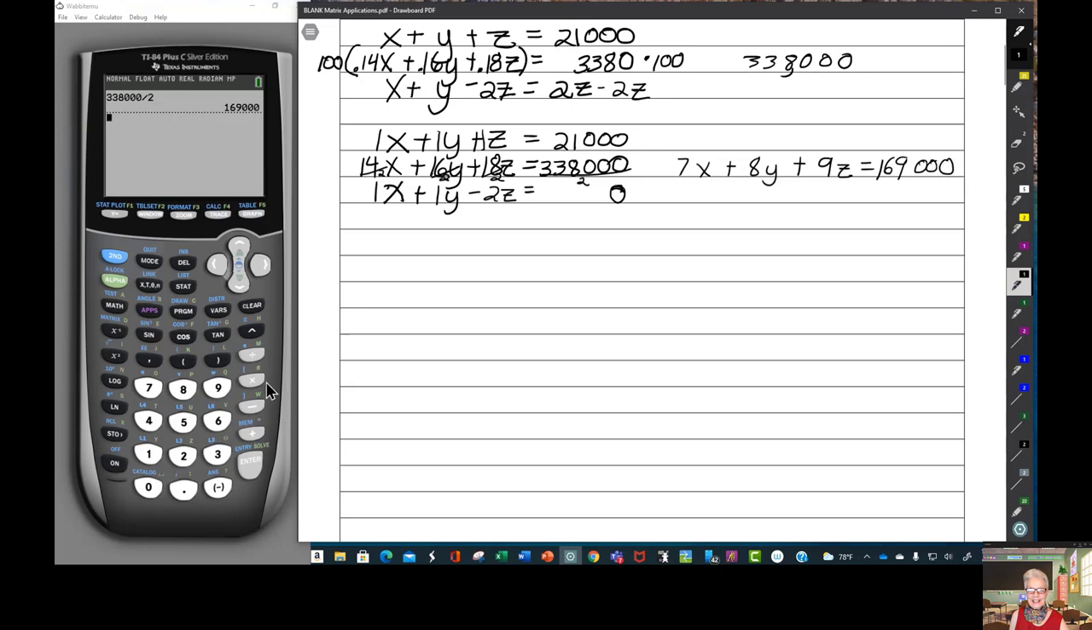So I'm going to write down our matrix now as 1, 1, 1, 21,000, 7, 8, 9, 169,000, and 1, 1, -2, 0. Okay, since I don't have the little boxes already made, this is the way we're going to do it.